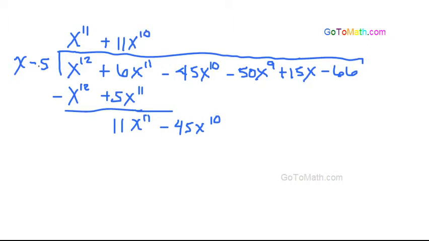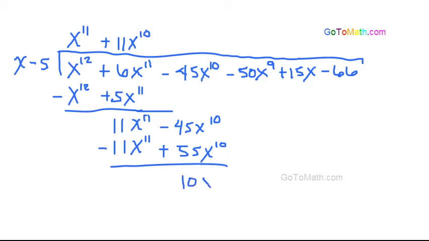Okay? And then multiplying that back, we get 11x to the 11th, and then minus 55x to the 10th. I forgot what the heck I was doing. So we have minus, make that a plus, and that's going to be a difference of 10x to the 10th. We want to go ahead and bring down this minus 50x to the 9th. I'm just going to go ahead and bring them all down. Should have been doing this anyway, but we didn't.